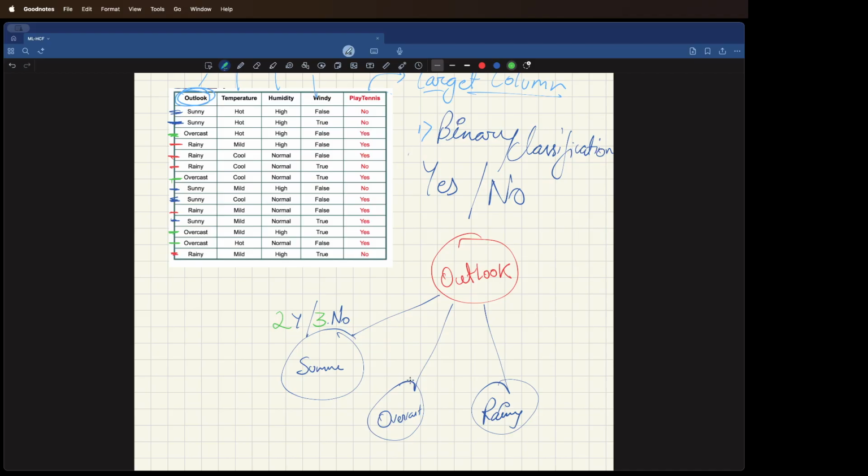Similarly, while I am finding out about overcast, you guys find out about rainy, right? How many rainy yes and no's are there? Okay. So overcast we have in green color. I'll take the green color now. Overcast yes: one yes, two yes, three yes, and four yes. Oh my God, all four are yes. So I'll put four yes, zero no.